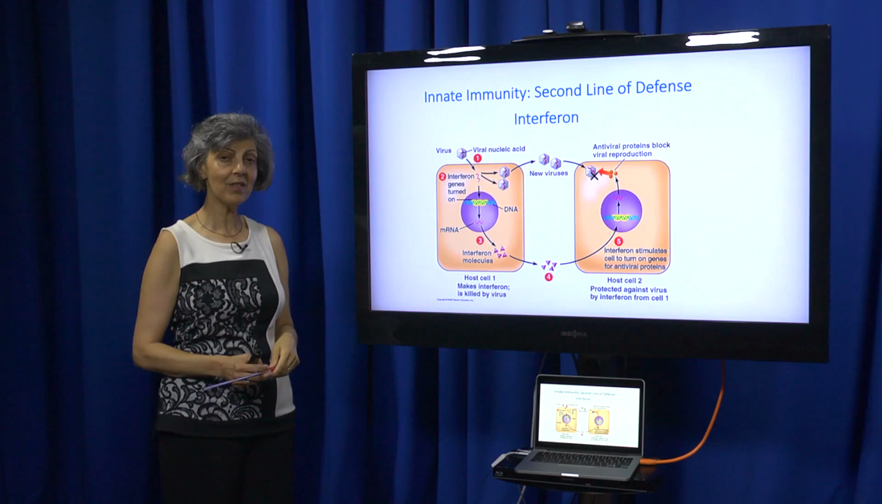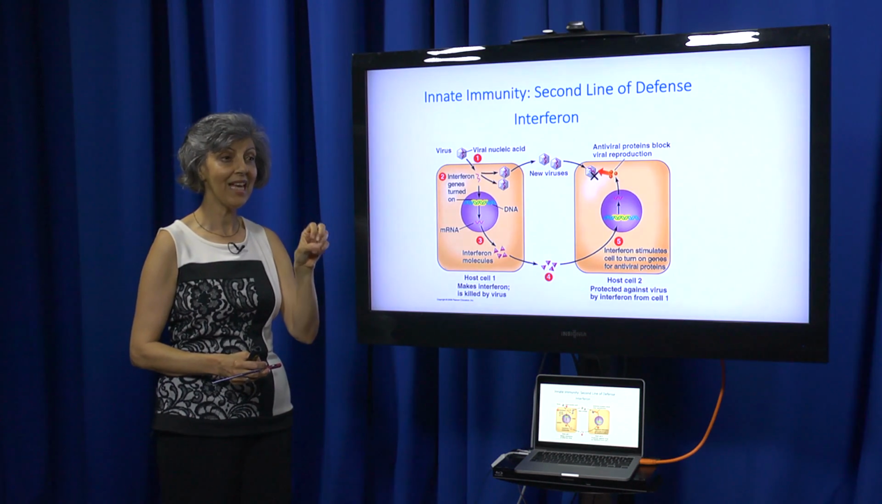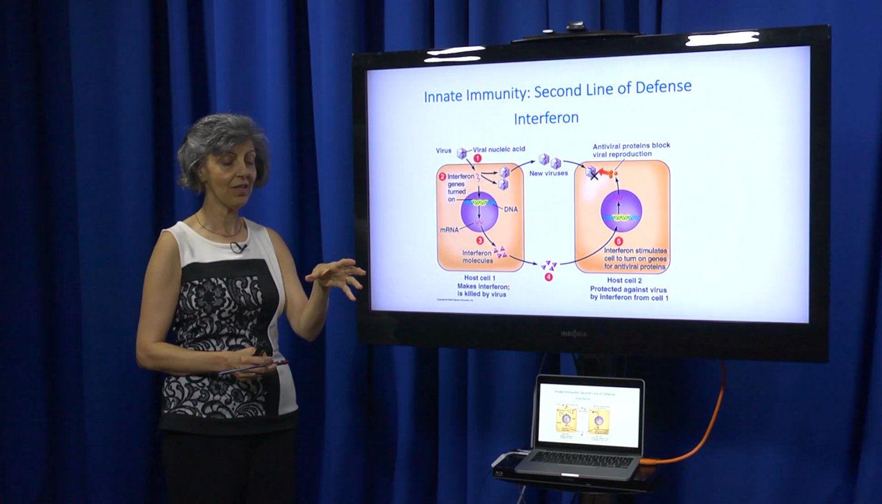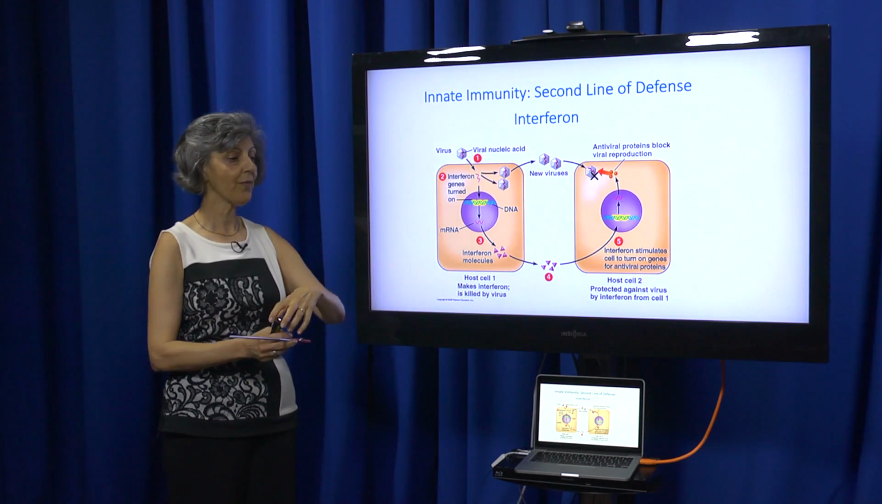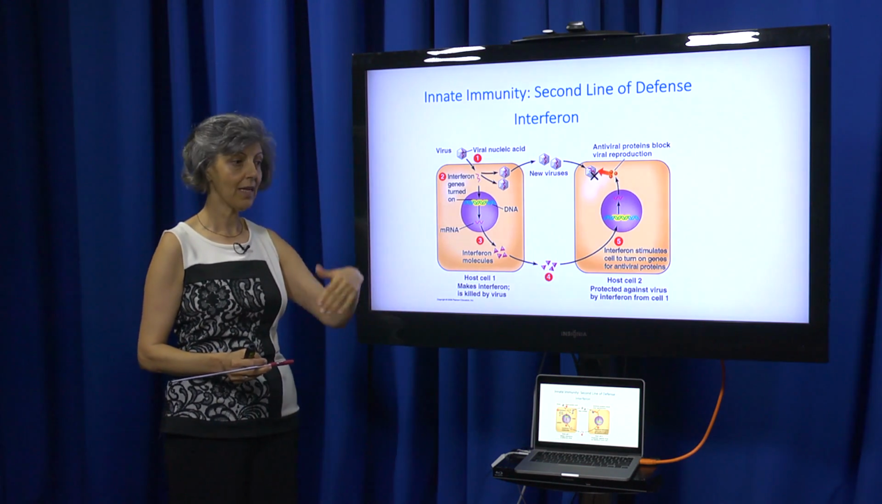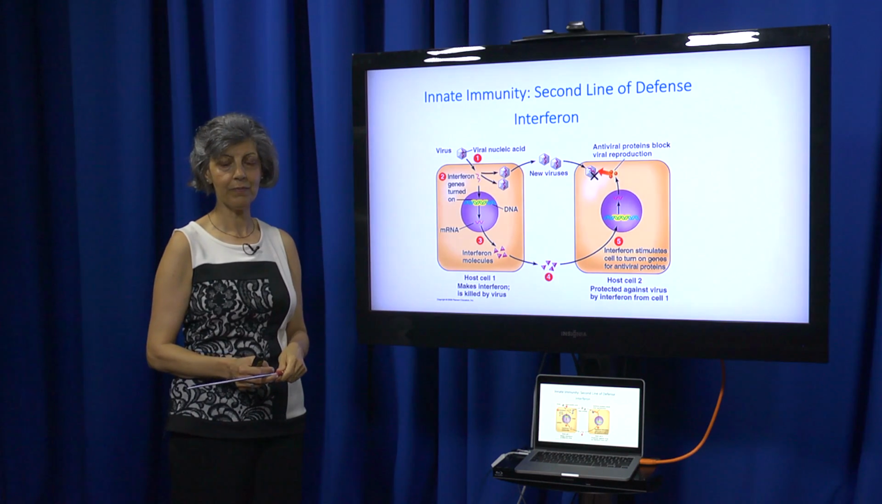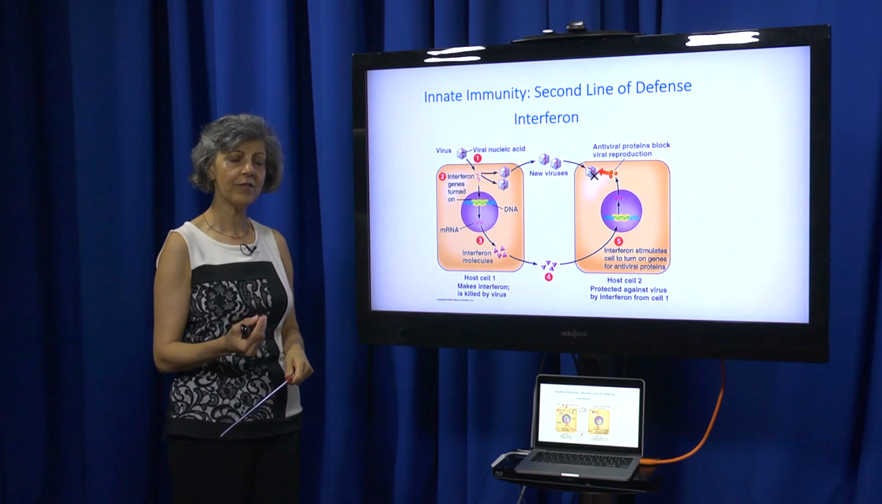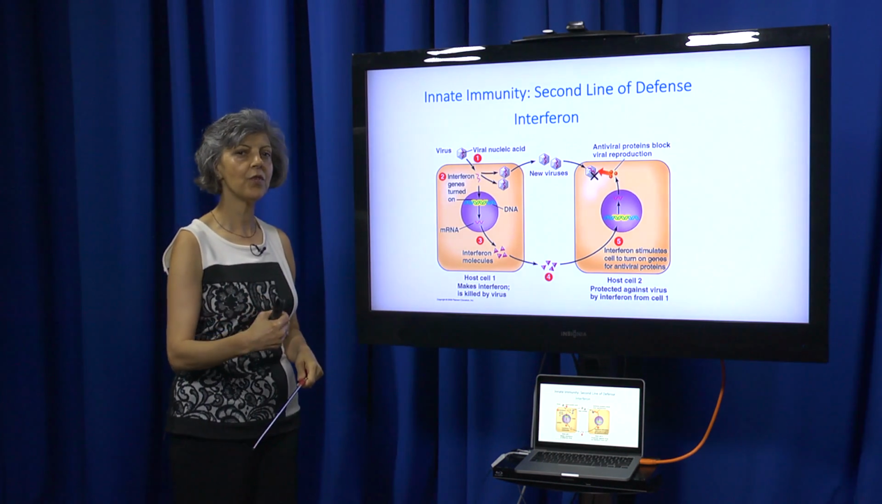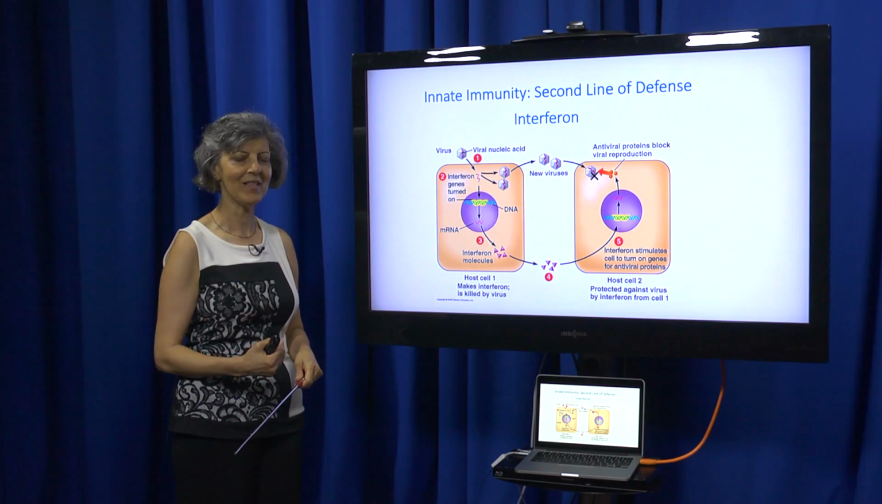So virus particles are invading particles. They enter a cell, they take it over, they burst out, destroy the cell, and they go to the next cell. The function of interferon is to prevent this from occurring. How does it do that?